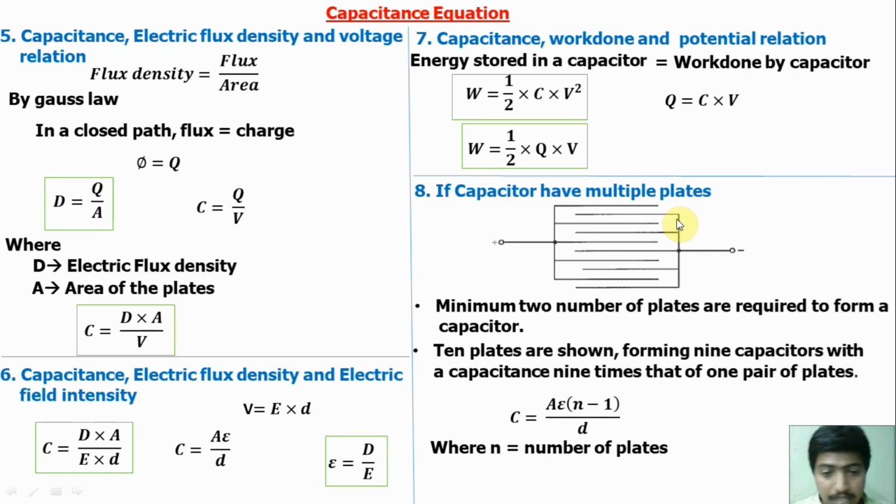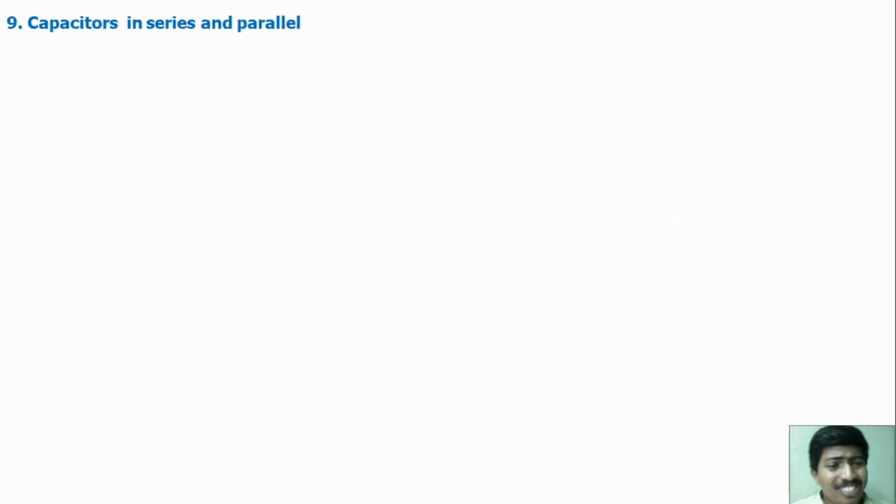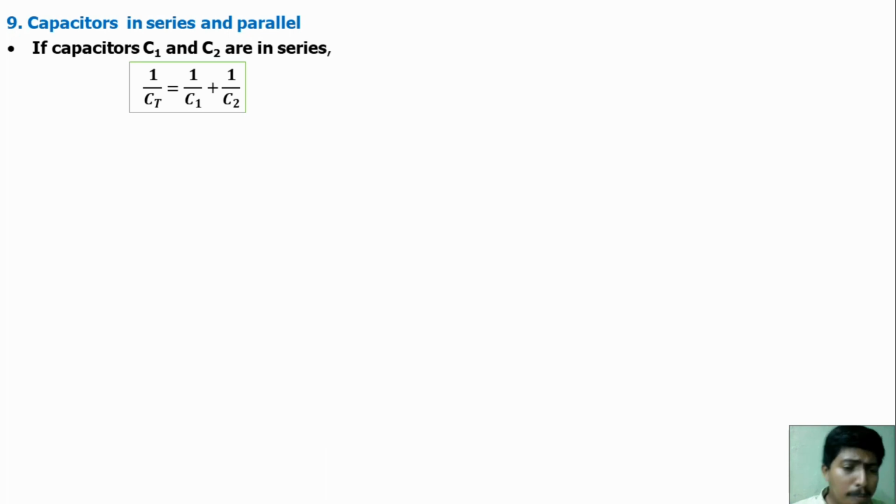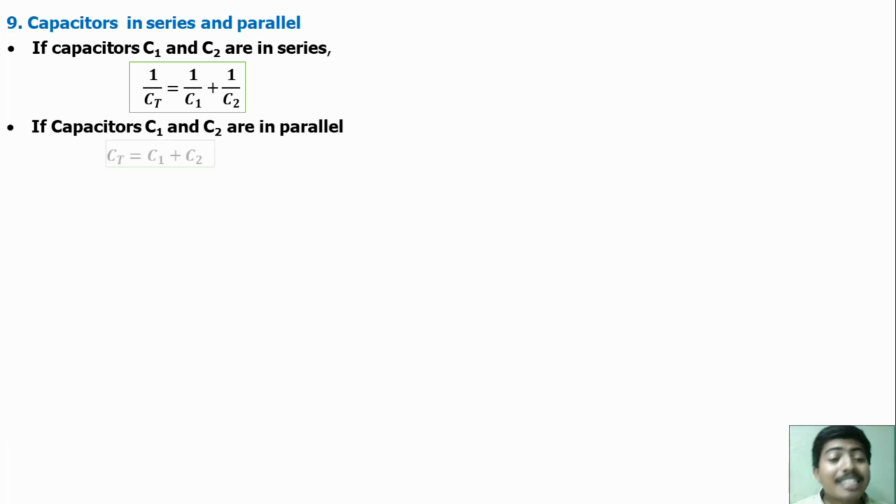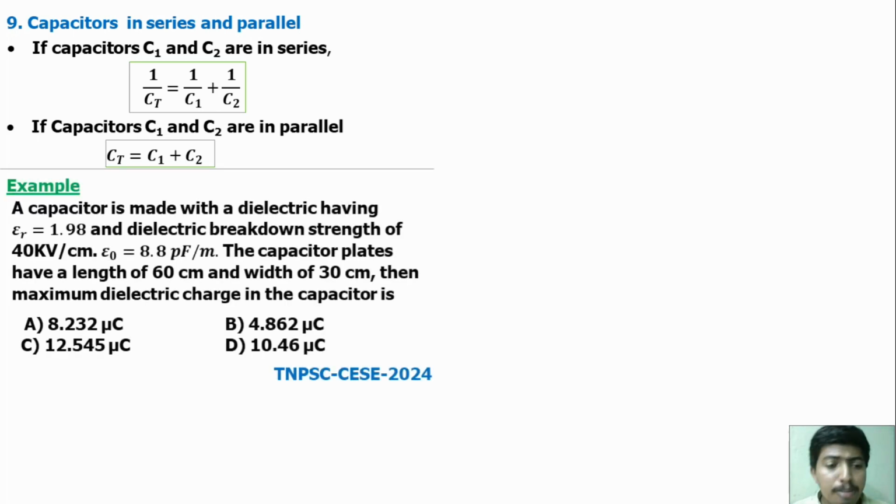Okay, next. If the capacitors are in series and parallel, what is the effective capacitance? If C1 and C2 are in series, the total combined capacitance 1 by CT is equal to 1 by C1 plus 1 by C2. If capacitors C1 and C2 are in parallel, the resultant will be the addition. This is the formula. If you know these 9 formulas, definitely we can solve any type of question from the capacitance calculations. Okay, now we will solve a problem.